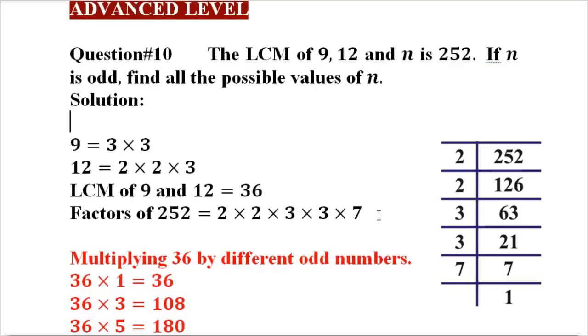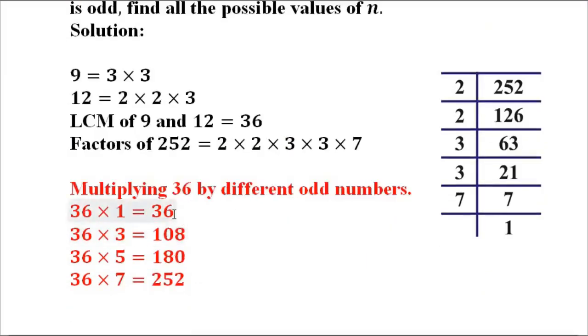To find the possible values of n, first I'll factorize 9, resulting in 3 times 3. Then I'll factorize 12, which gives us 2 times 2 times 3. Since the LCM of 9 and 12 is 36, therefore I'll multiply 36 by different numbers to get 252.